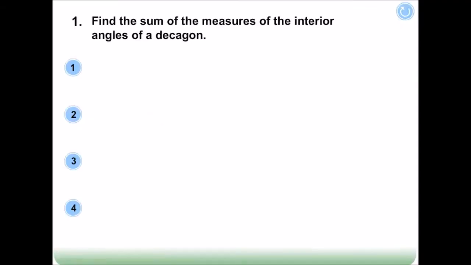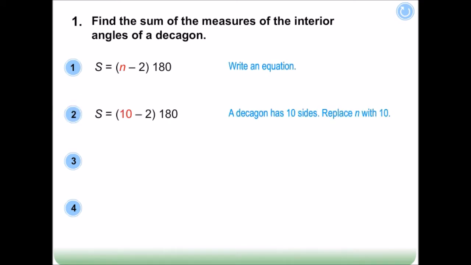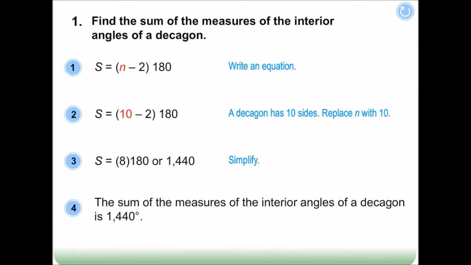Let's take a look at example number 1. We're going to find the sum of the measures of the interior angles of a decagon. Let's start out by writing our sum formula. Next, since the decagon has 10 sides, we're going to replace n, the number of sides, with 10. Since 10 minus 2 is 8, we'll multiply that by 180, and we're left with 1,440. The sum of the measures of the interior angles of a decagon is 1,440 degrees. Please pause the video and complete the Got It exercises A, B, and C below this example.